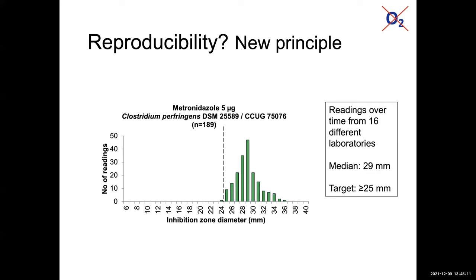This is from the field trial, and this is reading of that exact strain in 16 different laboratories. As you can see, there's a nice distribution with a median around 29 millimeters, and most of all the readings are above the target or equal to the target. So the field trial was done with very good anaerobicity. Yes, I think that was it from me.